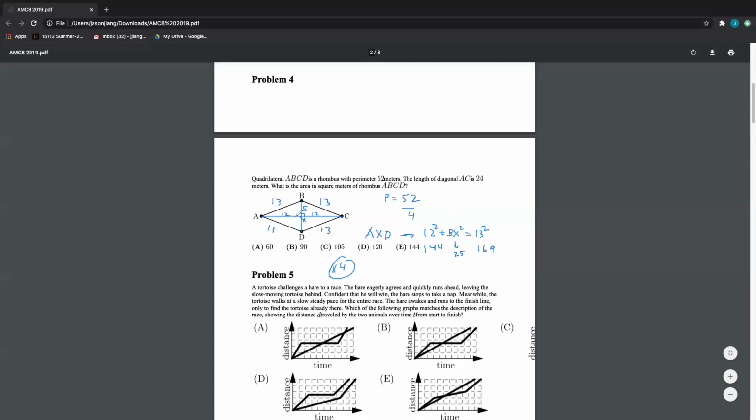Because this is a right triangle, we can use, well, any triangle we can use base times height divided by 2. But because this is a right triangle, we can just use these two sides because they're already base and height. So we do 5 times 12 divided by 2 is 30. And so 30 times 4 is 120.